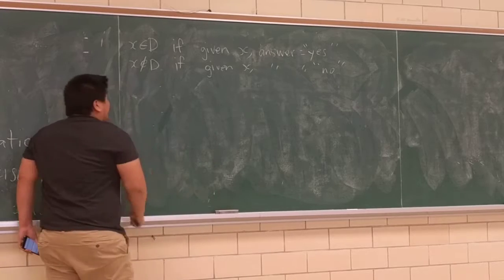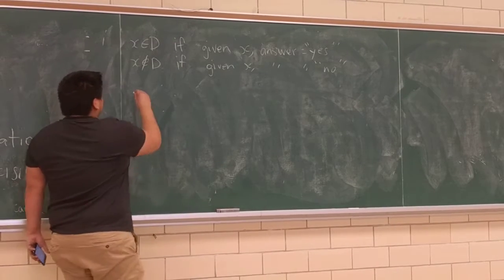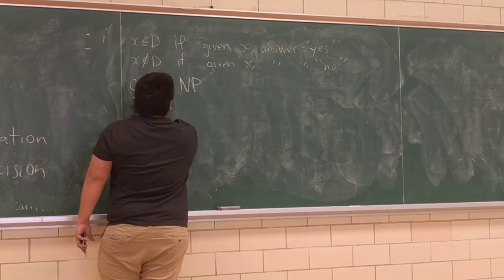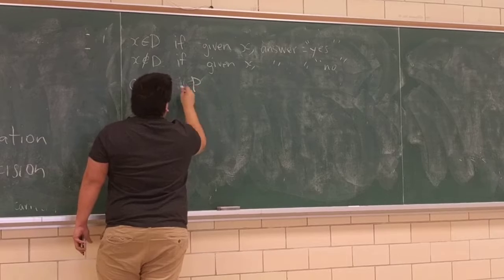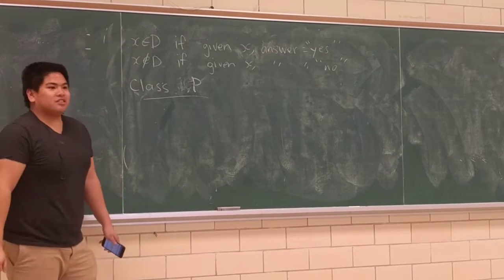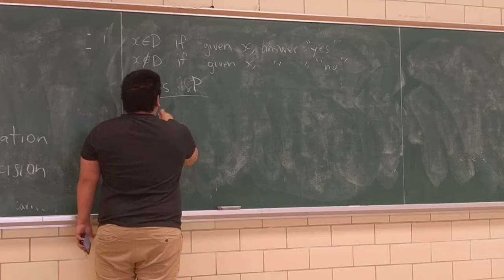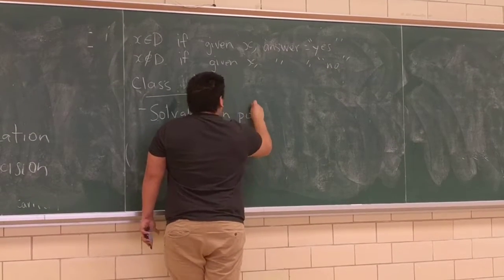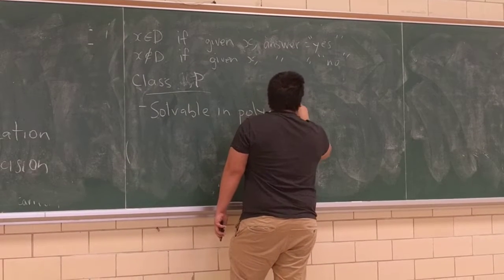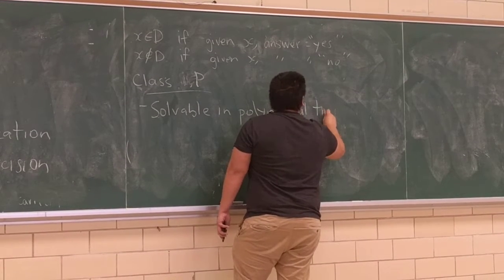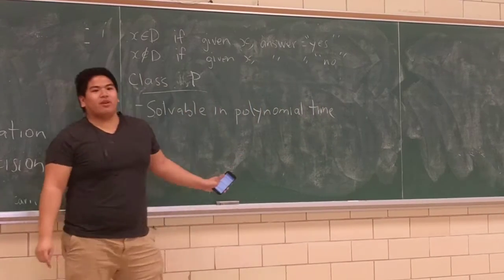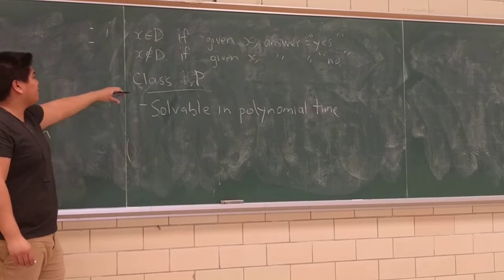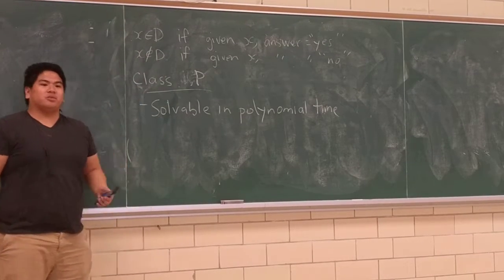Now let's move on to the class NP. Or first, class P, but that's obvious. You guys know what class P is. Solvable in polynomial time. So a decision problem D is in class P if it is solvable in polynomial time.